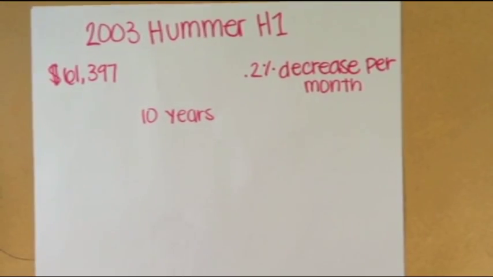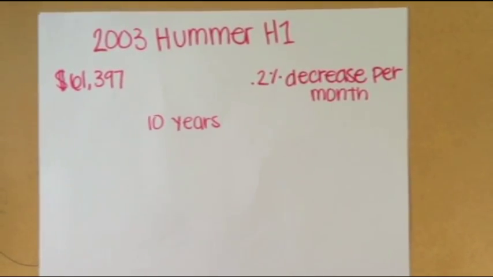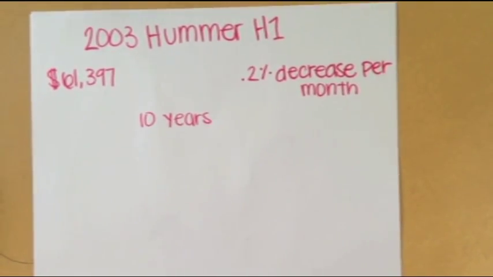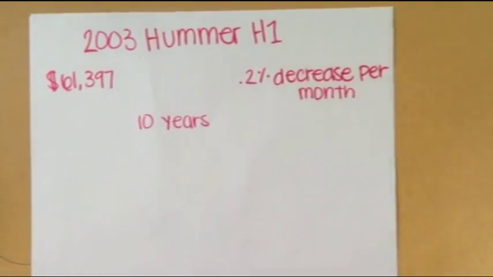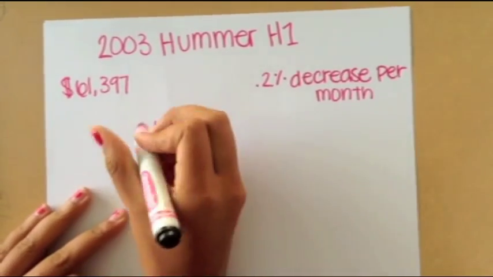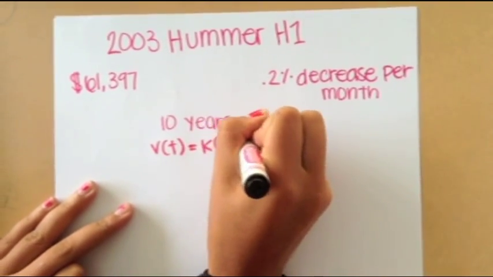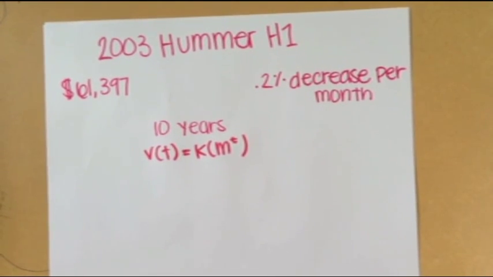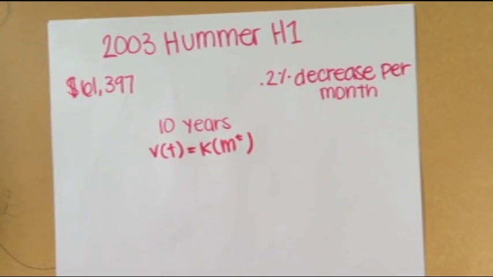From what we know, Jesse wants to buy a 2003 Hummer H1, and the retail price for that is $61,397. But once he drives off the lot, the value will decrease at 0.2% per month. And Jesse wants to know how much his car will be worth in 10 years. So let's recall that v of t is equal to k times m to the power of t, where t is in months. Now go solve this and then come back and see if you were right.